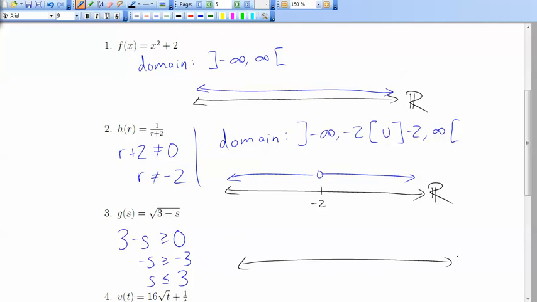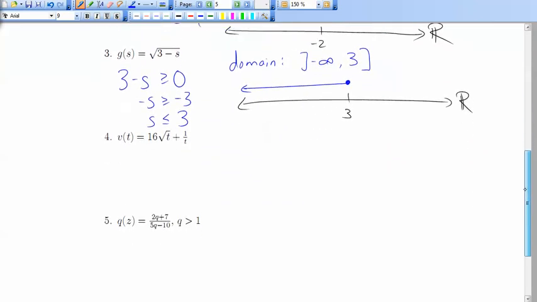So this time when I draw my real number line, my interesting value is 3. Now 3 is included in the domain, and everything less than or equal to 3, everything to the left. So my domain will be from negative infinity to 3, including that 3.